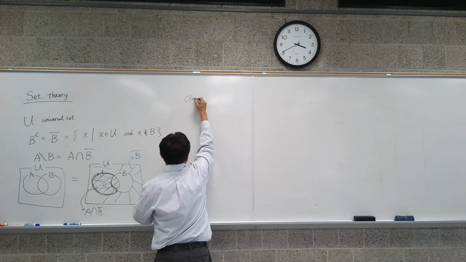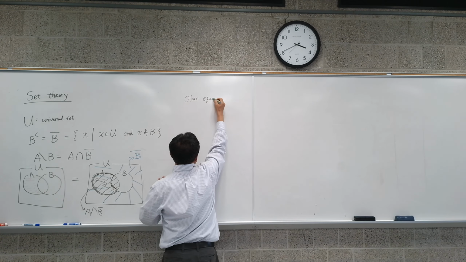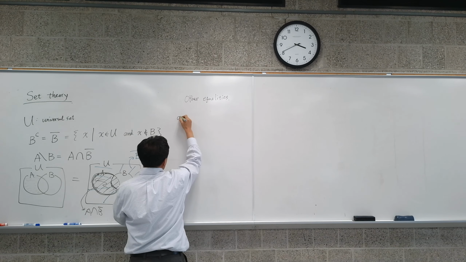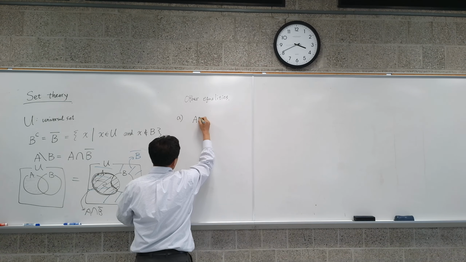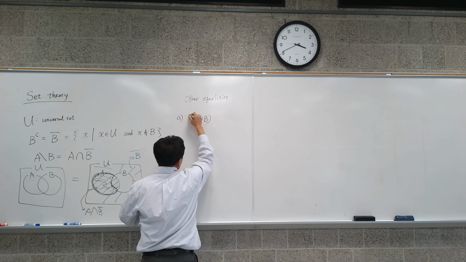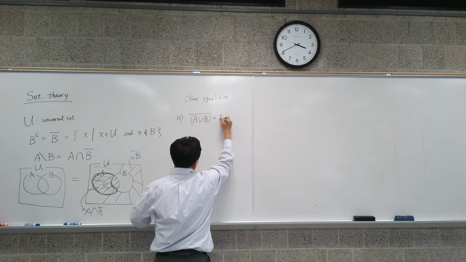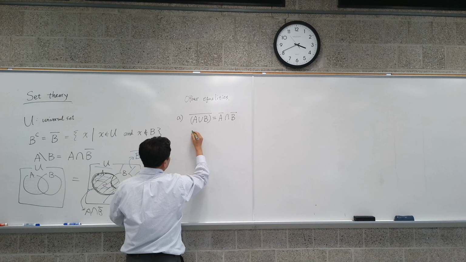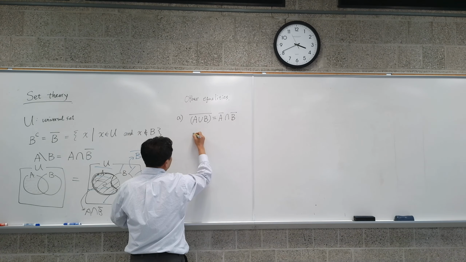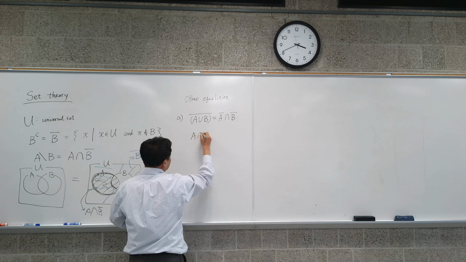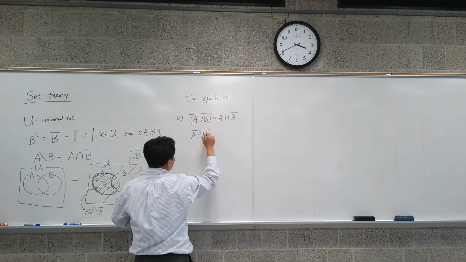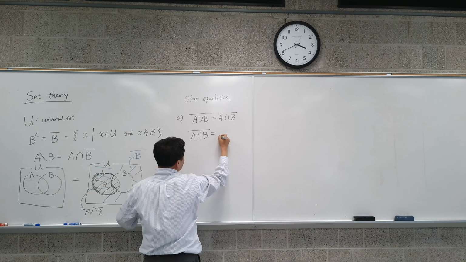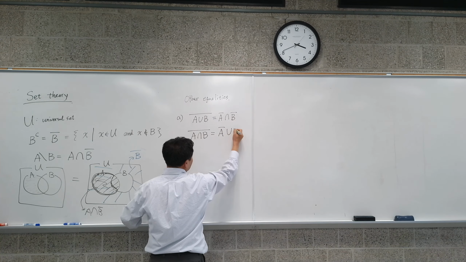Other equalities. So you have A union B, complement, equals A complement intersect B complement. And then A intersect B, overall everything complement. I don't need this parenthesis. That's equal to A complement union B complement.